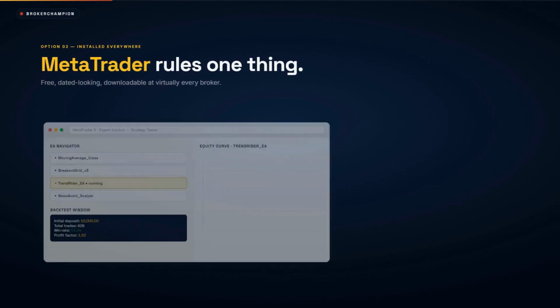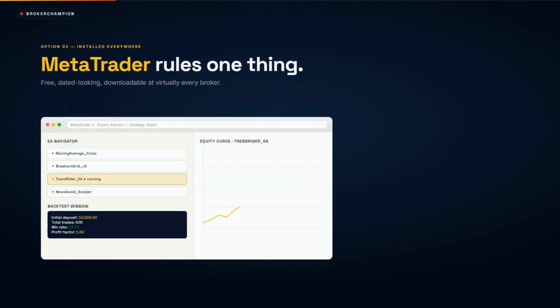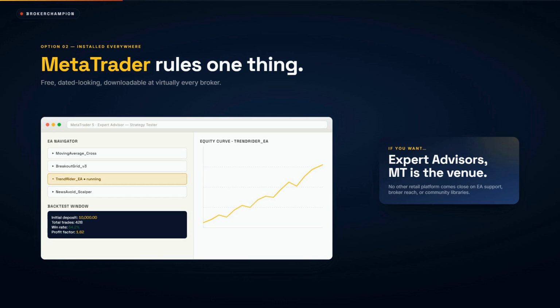MetaTrader 4 and 5 sit at the other end. Installed at virtually every broker, free, downloadable, dated looking, but reliable. MT dominates one thing: automated trading. If you want to run an expert advisor, MT is the venue.